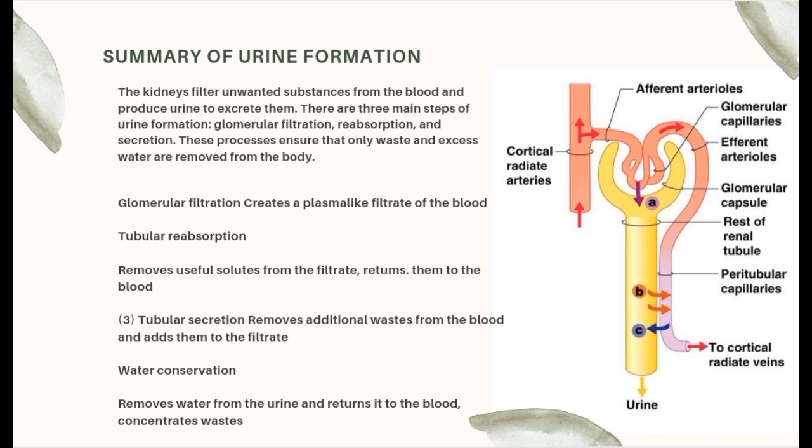Glomerular filtration creates a plasma-like filtrate of the blood, while tubular reabsorption removes useful solutes from the filtrate and returns them to the blood. Tubular secretion removes additional waste from the blood and adds it to the filtrate. Then the last one, which is water conservation, removes water from the urine and returns it to the blood, concentrating waste.